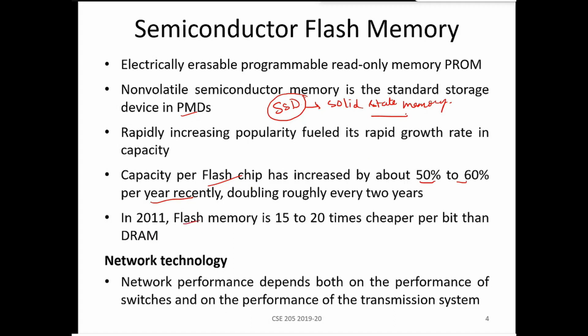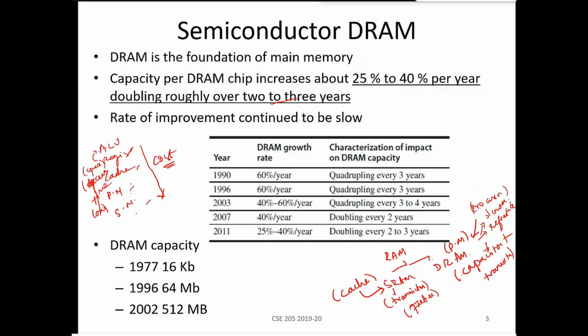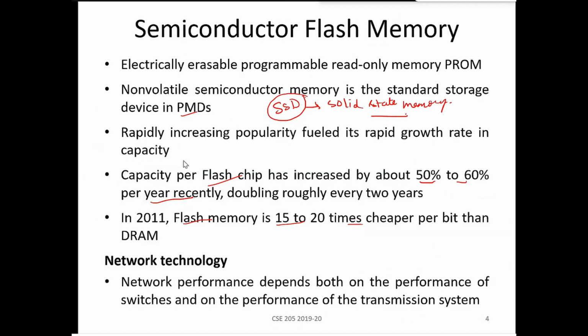The flash memory is 15 to 20 times cheaper per bit than DRAM. This is what I told you about the cost aspect. Primary memory will be your DRAM, and the secondary memory can be flash memory or disk drives. Clear or not? Comparatively, per bit, DRAM will be much costlier than flash memory.